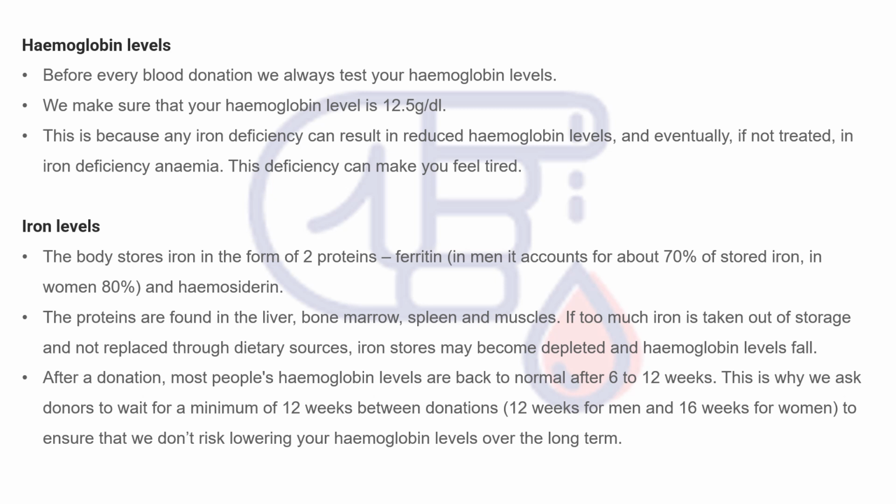Now the iron levels. The body stores iron in two forms, ferritin and hemosiderin, proteins found in the liver, bone marrow, spleen, and muscle. If too much iron is taken out of the storage and it is not replaced through dietary sources, iron stores may become depleted and the hemoglobin level falls.